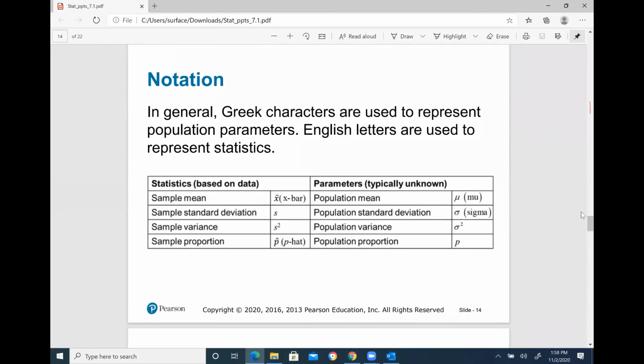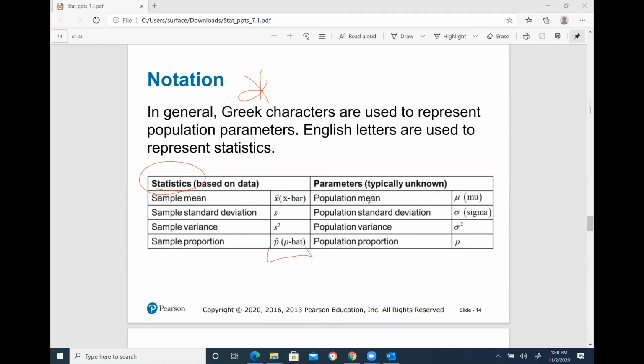Here we have some notation you need to know. This table is like a summary. Here are the statistics. Statistics, like I said, don't only talk about the mean, but can also talk about standard deviation, variance, or sample proportion. You will learn this in a later chapter, chapter 7. Sample proportion is a fraction value. You will learn later how to compute this.